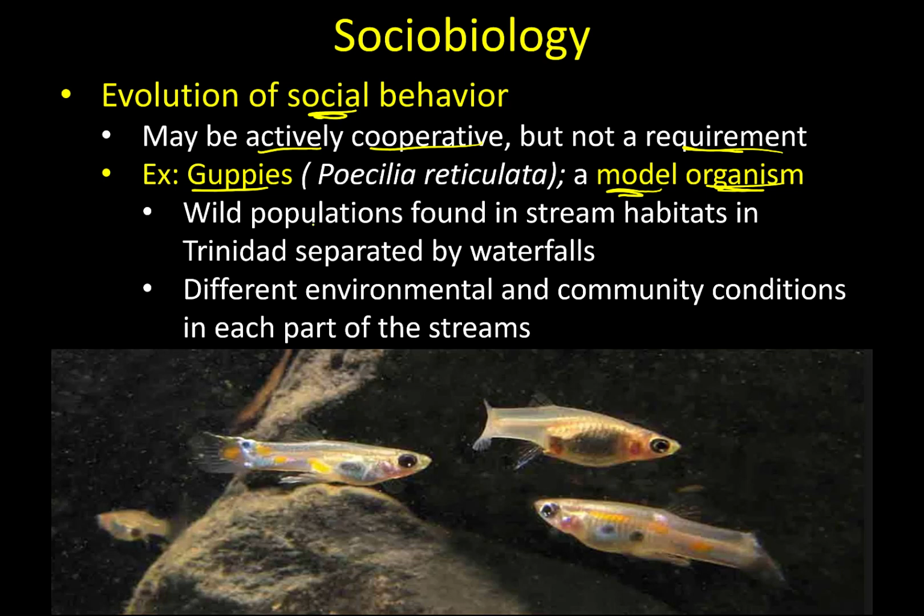Wild populations of these guppies are found in streams, these stream habitats in Trinidad. And the streams are separated by rocky waterfalls, so you get separate populations that are isolated from each other. This means there are different environmental and different social or community conditions in each part of these streams. This is going to affect guppy behavior differently.